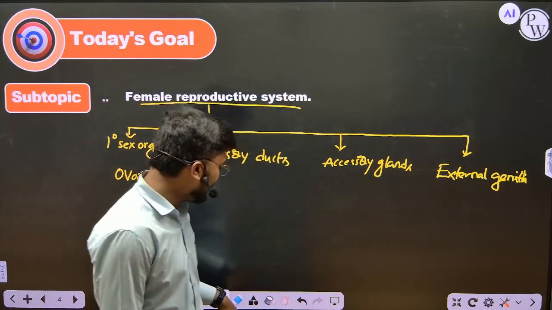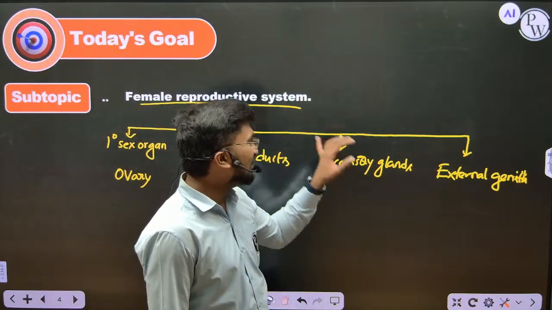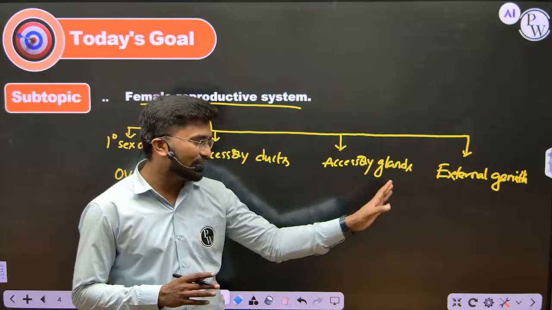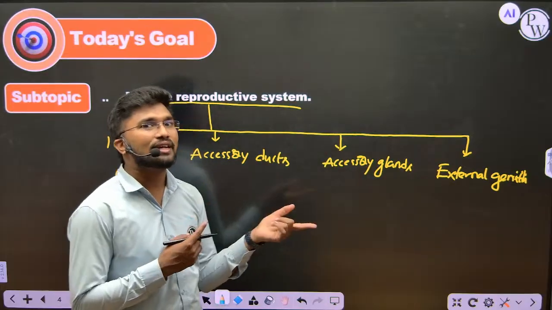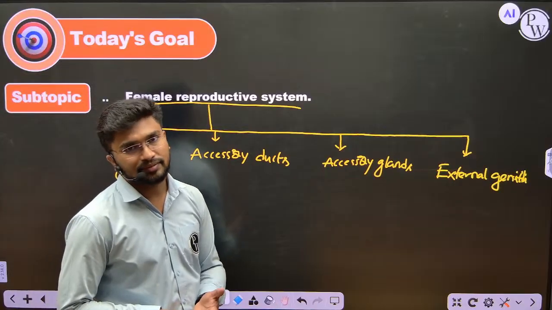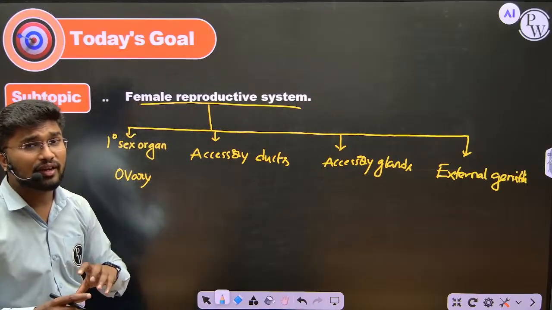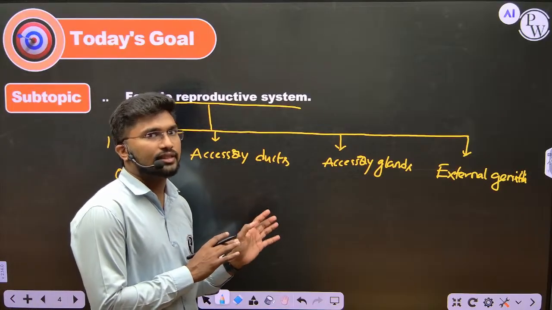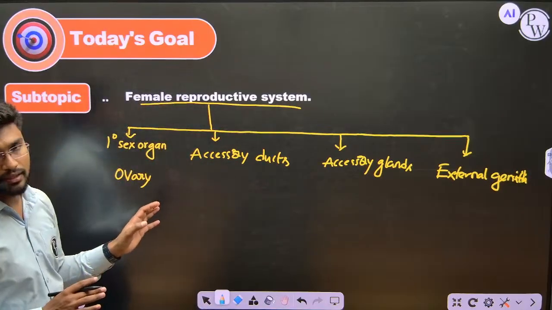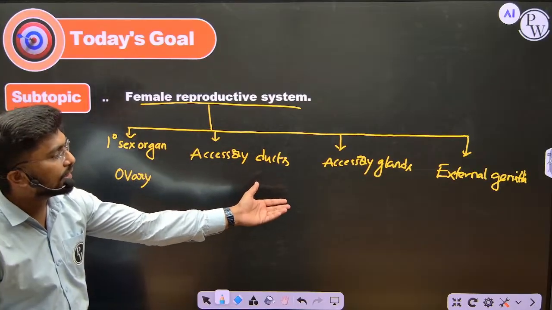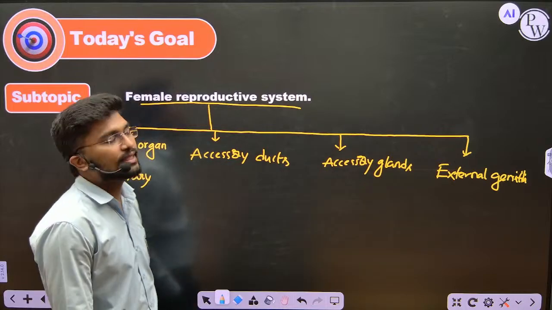In the examination, they will ask a question. They will give one box with different names, and ask you to pick how many of the following are accessory glands, accessory ducts, or external genitalia. Or which of the following is the odd one out with respect to external genitalia. Such questions they will ask in the exam. So let us study what comes under accessory ducts, accessory glands, and external genitalia.